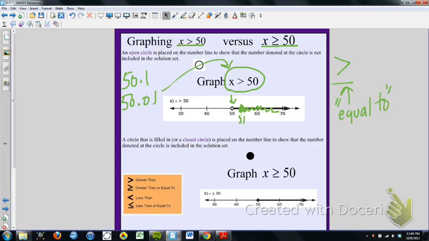It doesn't say that x has to be an integer. Since they didn't specify what x is, we can assume that x can be any real number.